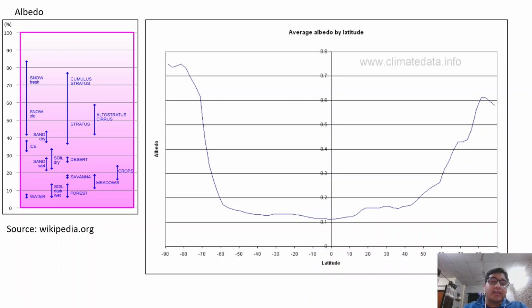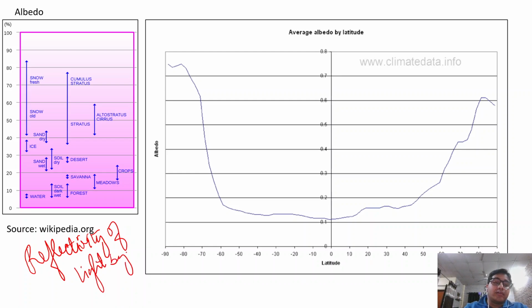Albedo is basically the reflectivity of light by a surface.